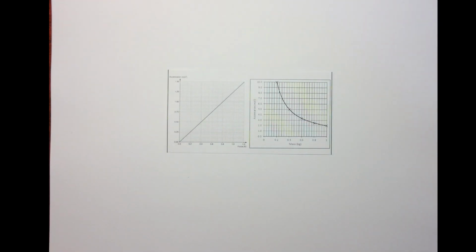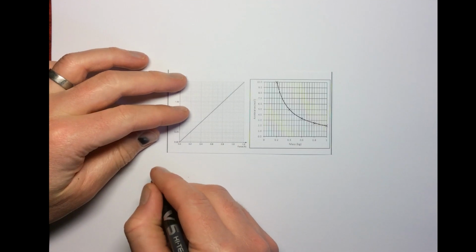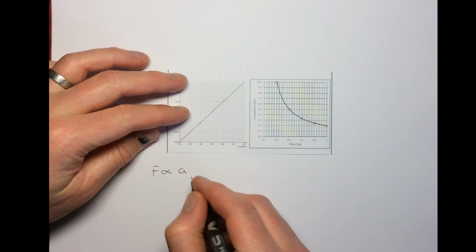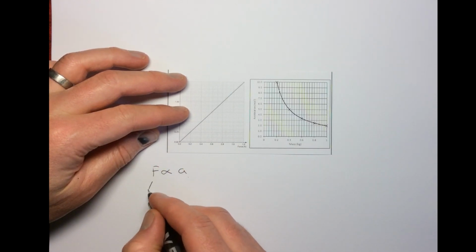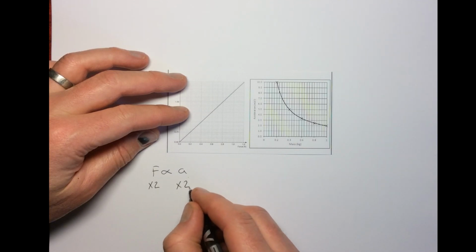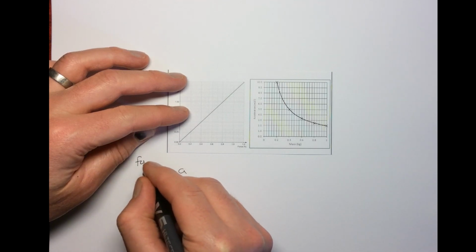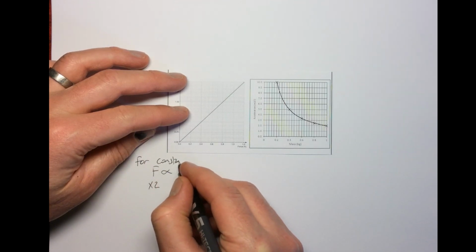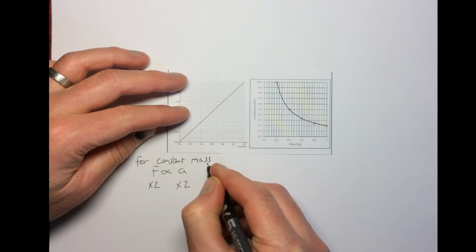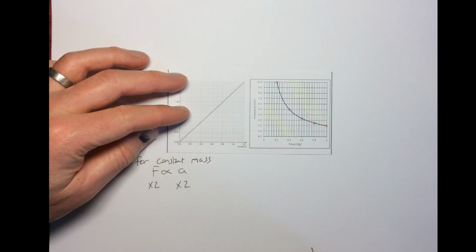Okay, so this is perhaps the last thing we need to say about Newton's second law. If you remember, we said that the resultant force is directly proportional to acceleration. So that means if you multiply the resultant force by 2, the acceleration is going to double as well, provided that the mass is constant. Okay, so for a constant mass, the resultant force is directly proportional to acceleration.